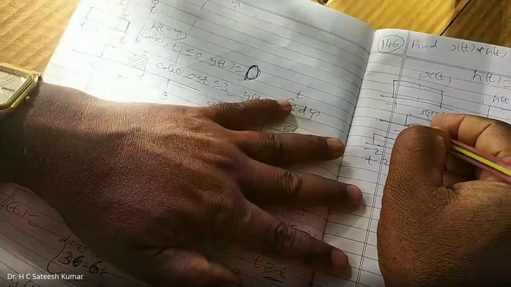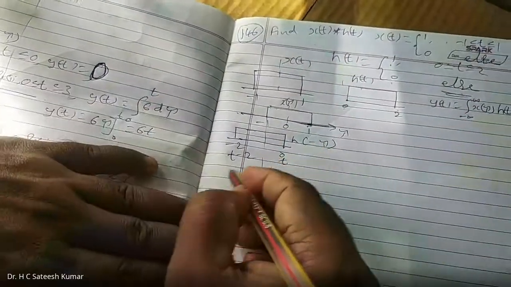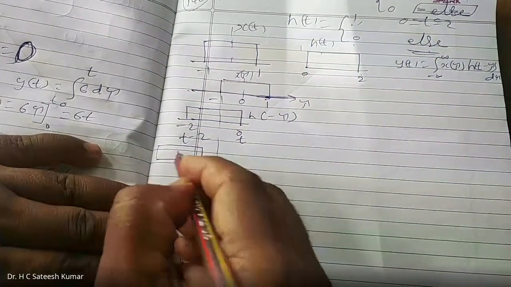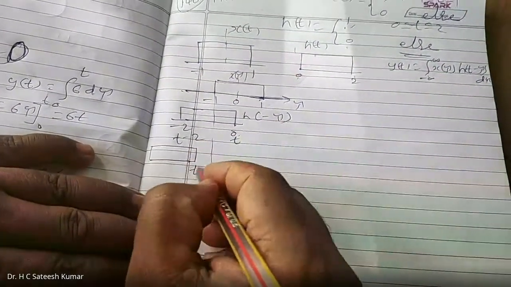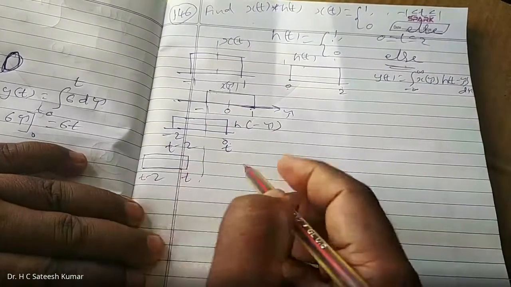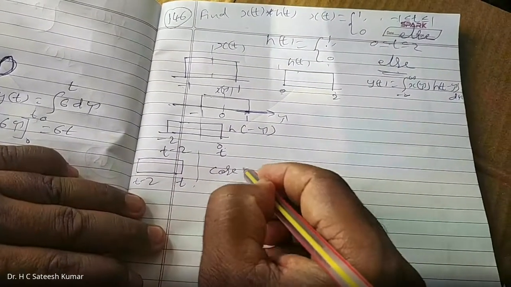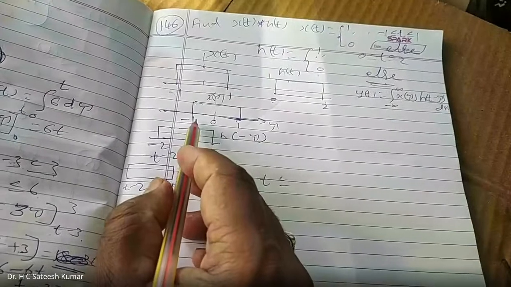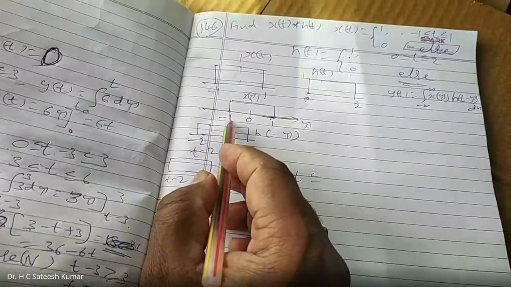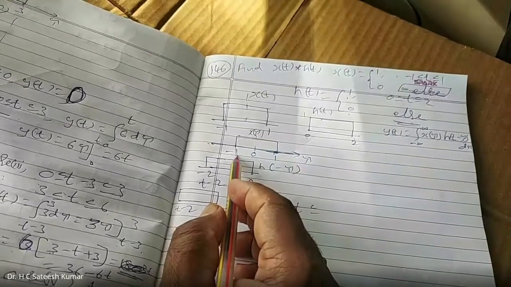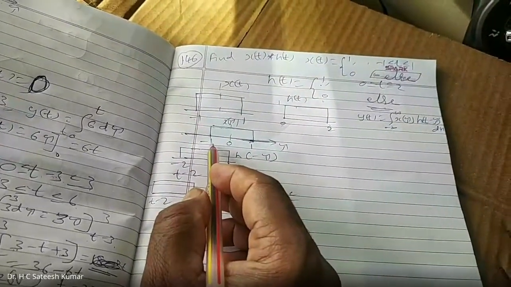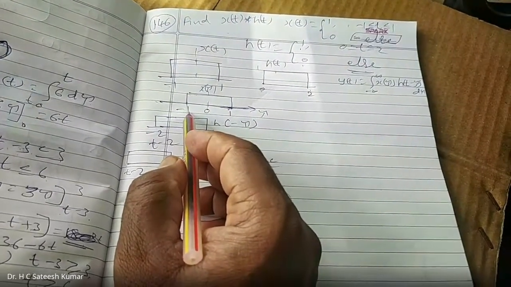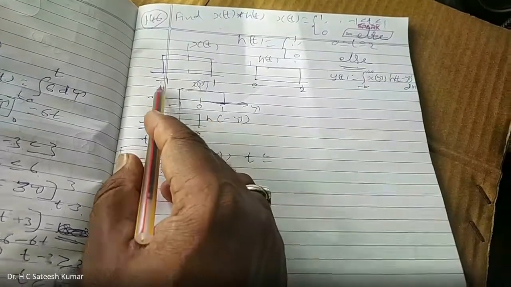Now what you should do? I'll start shifting from minus infinity. This is your h of tau. This is t. The right edge is t. The left edge is t minus 2. Case 1. As long as t, see the first signal. In earlier problems, the first signal was starting from 0. Therefore, when you shift the second signal from minus infinity until 0, there was no overlapping at all. Now it is not like that. Now the overlapping starts from minus 1 itself.